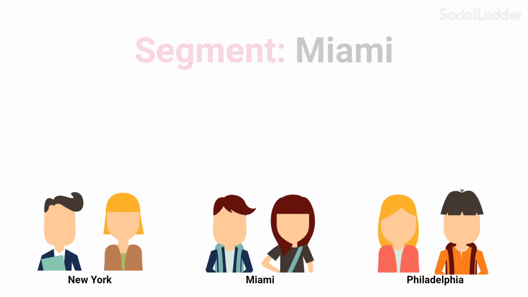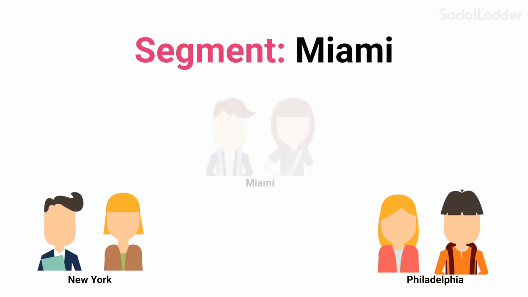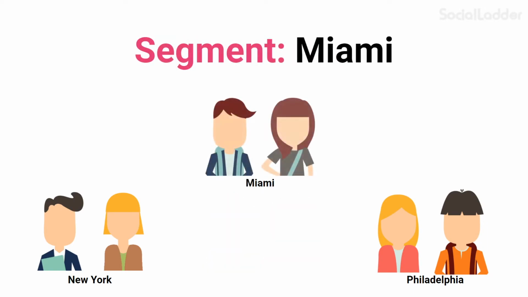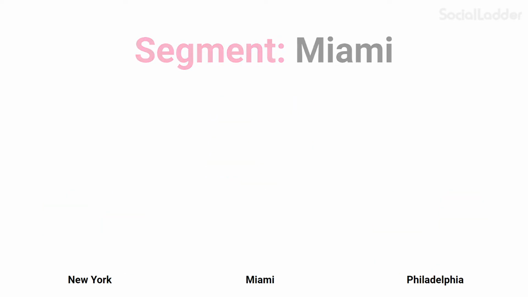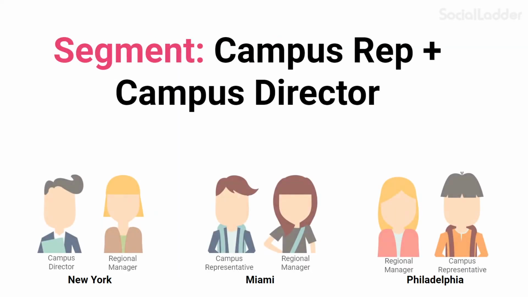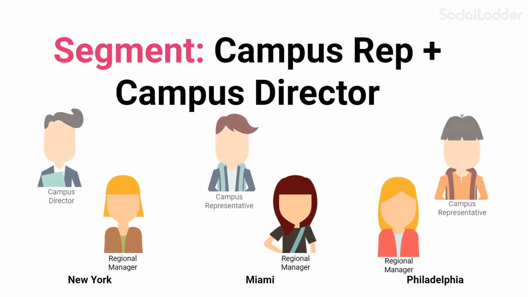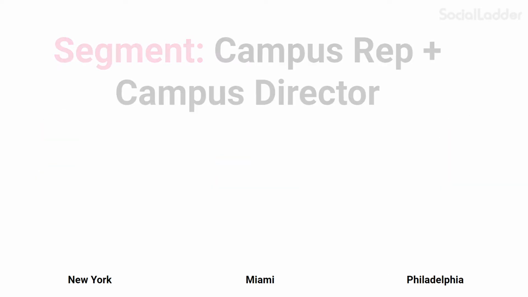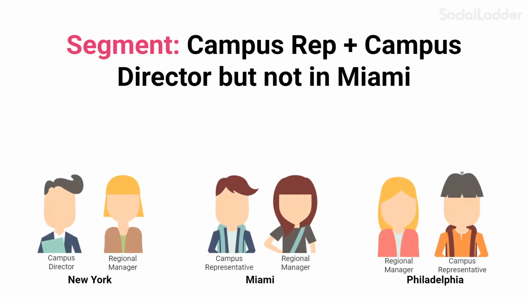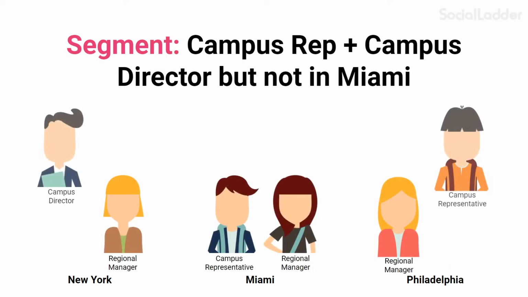Gala could make a segment that includes everyone who has the Miami tag. A segment that includes everyone who has the campus director or campus representative tags. Or you could even create a segment that includes everyone with the campus director and campus representative tags, but doesn't include the Miami tag. We'll show you how to set this up in more detail later.